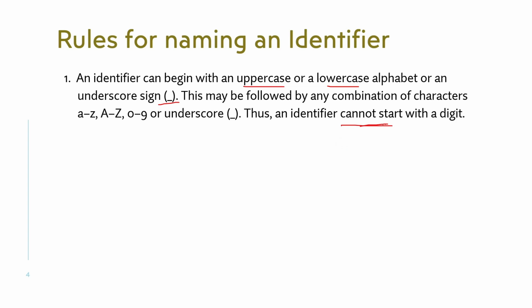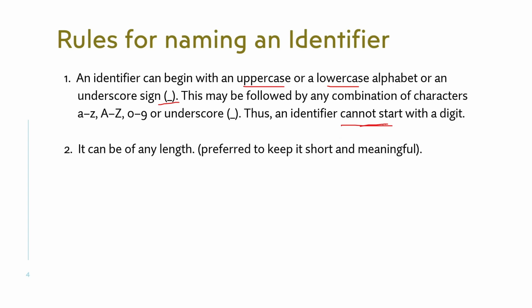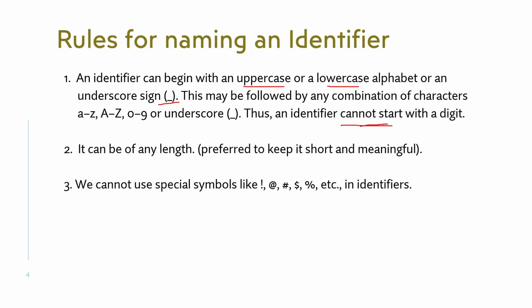The second rule is that an identifier can be of any length, though it is advisable to keep it short and meaningful. The third is that we cannot use any special symbol while naming an identifier other than underscore. And the fourth, which is very important for this kind of question, is that while naming an identifier, we cannot use any keyword.